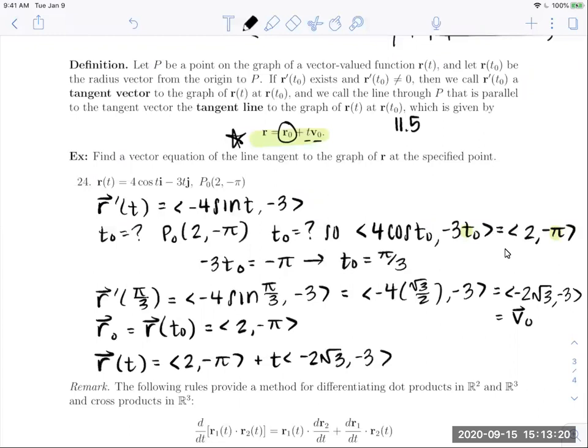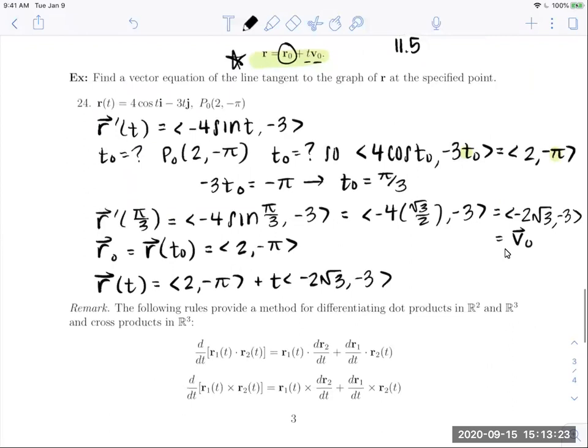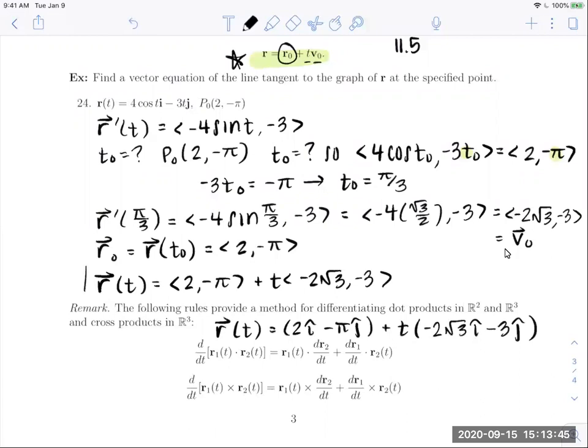Or you could write it in the ij notation. So I'm just going to squeeze it in right down here. You could say r of t equals 2 i hat minus pi j hat plus t times negative 2 root 3 i hat minus 3 j hat. All right, so whichever notation you prefer works just as well. I tend to use that angle bracket notation.